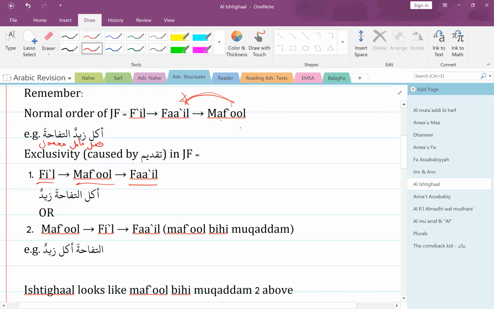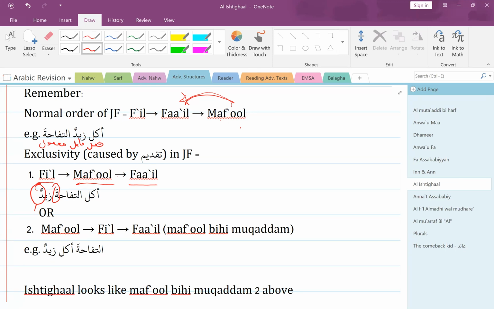For example, initially we had akala zaydun at-tufaha. Now we have أكل التفاحة زيد. The only thing that tells us this is the فاعل is when we look at the إعراب, we know this is مرفوع. It's in رفع status, and that tells us that is the فاعل. And we look at this, it's منصوب. That tells us that is the مفعول. So أكل التفاحة زيد, the مفعول moved once.